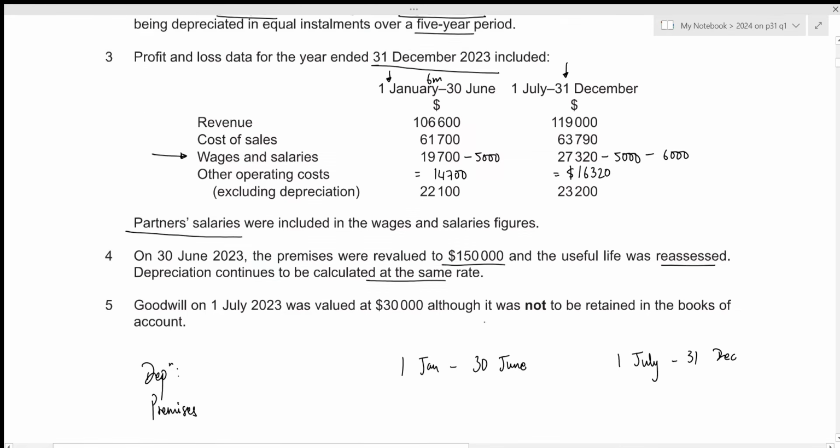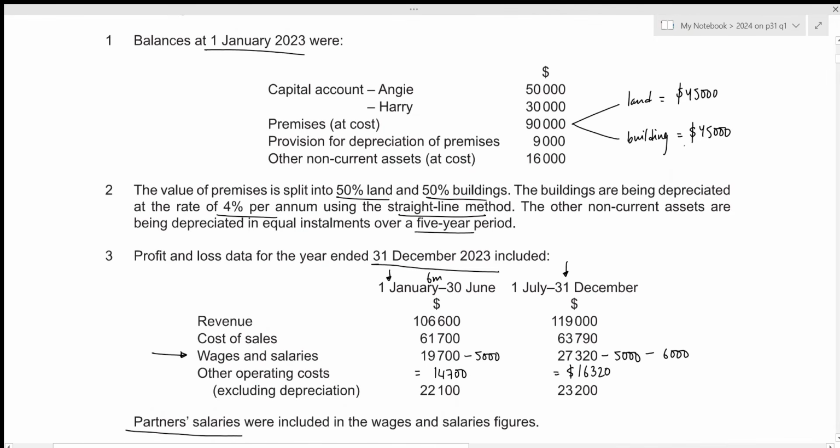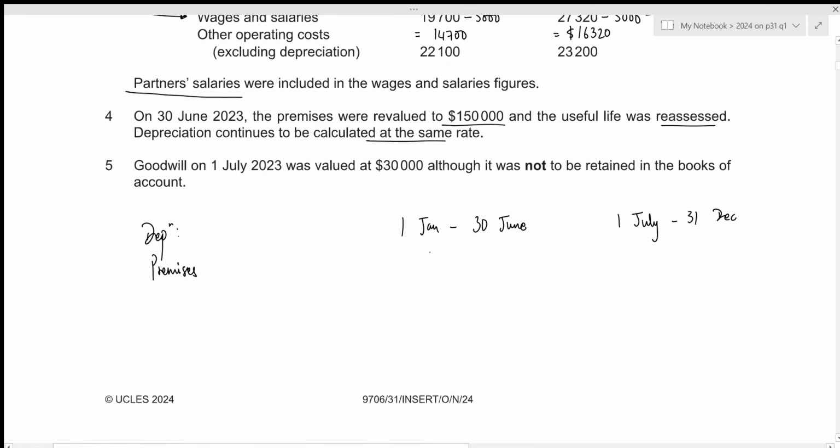For the first half of the year, we can still be using the value for building to be 45,000, and we were told that the buildings are being depreciated at the rate of 4% per annum. So that will be 45,000 times 4%, but that will give us the depreciation for 12 months. We only require it for 6 months. So times 6 by 12. This results in the value of 900.